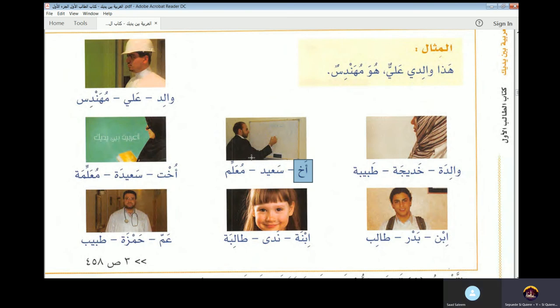Achi is brother. Zaid is his name. Mualim is teacher. Is teacher a professor? Hada achi Saeed. هذا أخي سعيد هو معلم. So this is my brother Saeed and he's a professor or teacher.